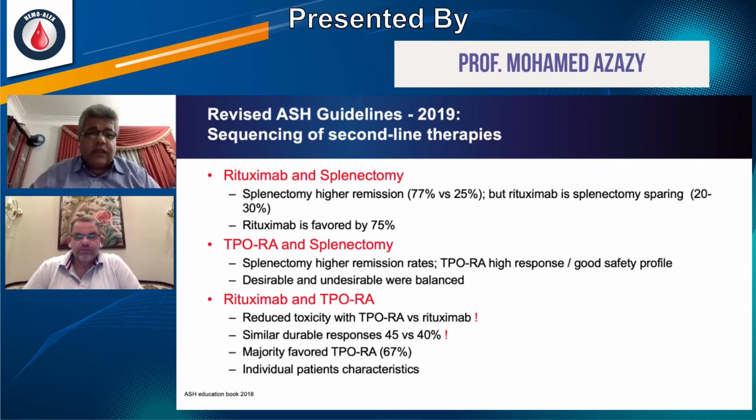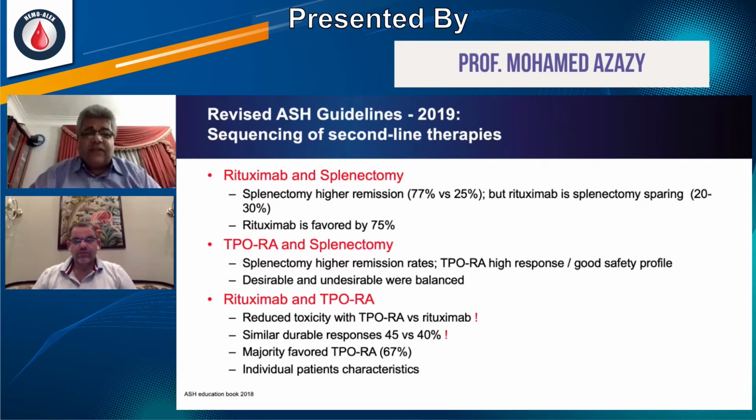Again, combining different lines of modality, rituximab, splenectomy, TPO are still standard of care and recommended by the revised ASH guideline 2019. Sequencing of second line therapy is also recommended. For example, start with a drug that works early, and at the same time a drug that works late, and let the nature of sequencing cover the patient for the same period of time. Rituximab and splenectomy, higher remission rate 77% versus 25%, but rituximab and splenectomy sparing patients only 20% response or 30%. So give a bridge of medication, then go for splenectomy.